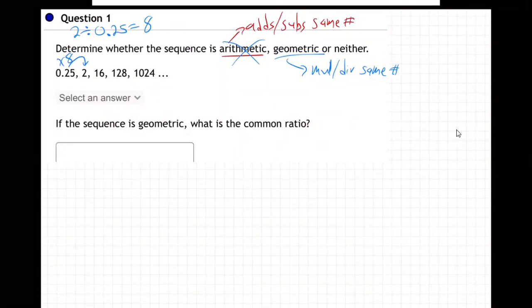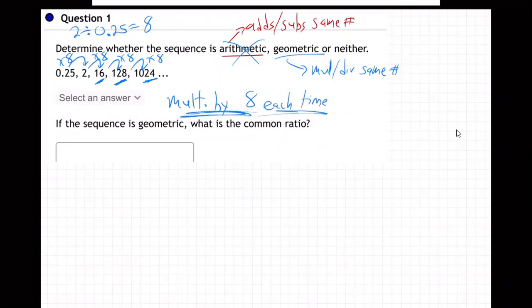You take 25 cents times 8, that's $2. And then if you go times 8 again, does that work? Yeah, it does actually. Makes 16. If you go times 8 again, does that work? You can check your calculator, it does. And if you go times 8 one more time, it does. So it's multiplying by 8 each time.